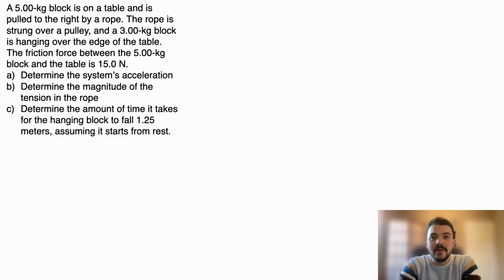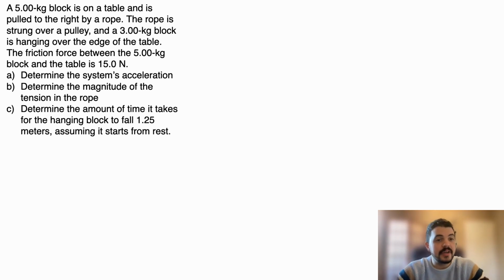Hello there! In this video we're going to be going through an example problem of what's typically referred to as a half-Atwood machine. An Atwood machine is a system that's got a pulley and two blocks on either end. This one's a half-Atwood machine because only one block is hanging over the end. So let's read the problem and then get started.